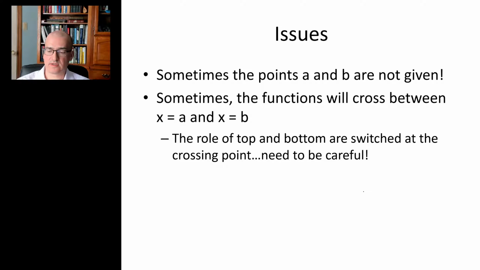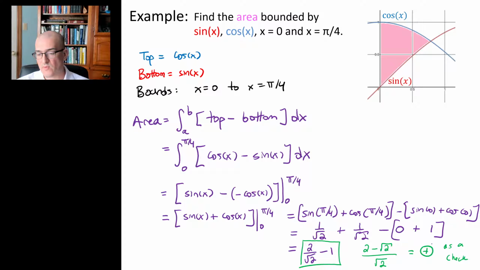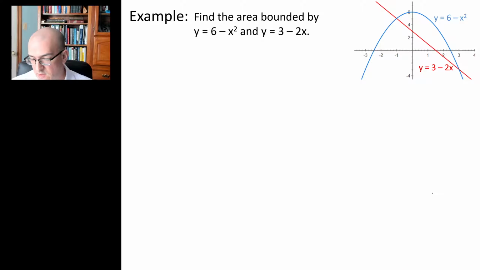So why is it a risk? Well, let's go back to our ingredients. We need to be able to identify which function is on top and which function is on the bottom. If the functions cross, then which one we define to be on top, which one we define to be on the bottom, is going to change at some point. And that's something we have to keep track of. So we'll start with a nicer type of difficulty here. The difficulty is, yes, the functions cross, but which one's on top and which one's on the bottom does not change if we want to find the area that's bounded by them.